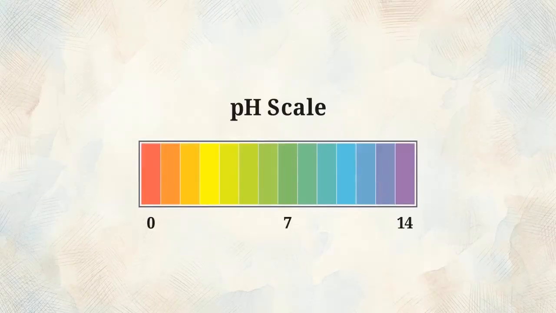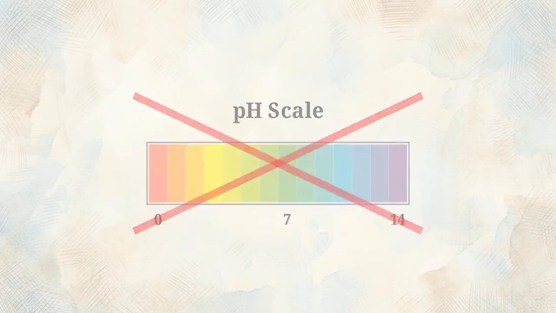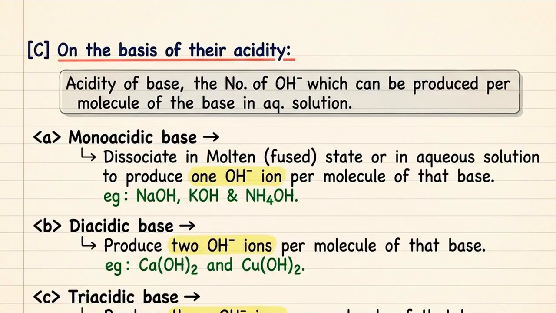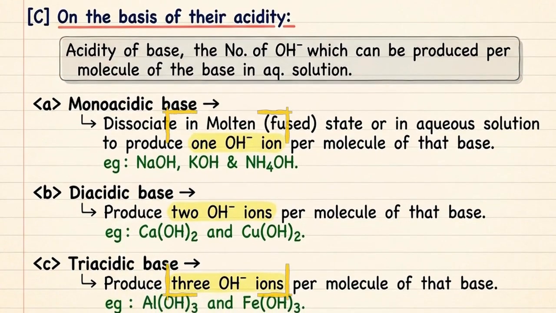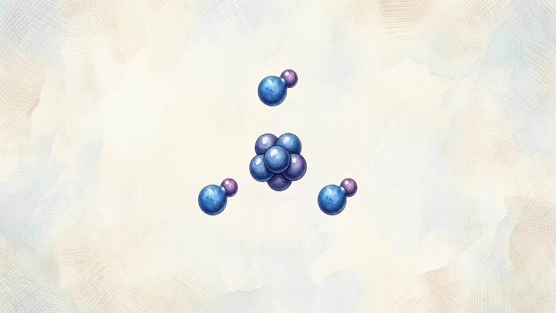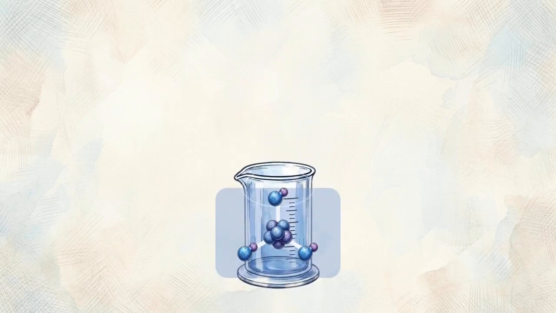This term does not relate to where a compound sits on the pH scale. It describes a strict stoichiometric capacity. This table breaks down that capacity. The acidity of a base refers to the actual physical number of hydroxide ions a single molecule is structurally capable of producing. A monoacidic base contains 1 ion per molecule. Diacidic contains 2. Triacidic contains 3. A base can have a massive capacity, carrying 3 hydroxide ions per molecule, but still be classified as weak if it stubbornly refuses to dissolve and release those ions.